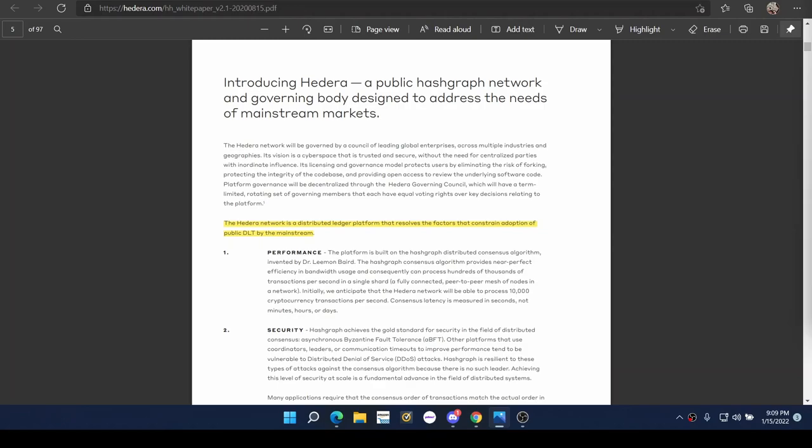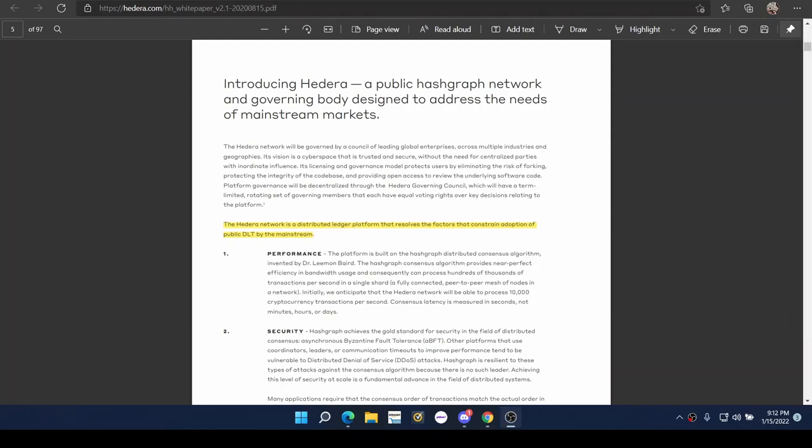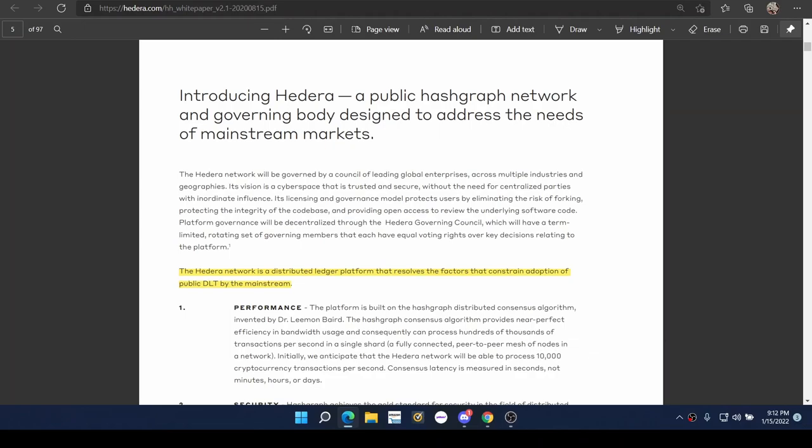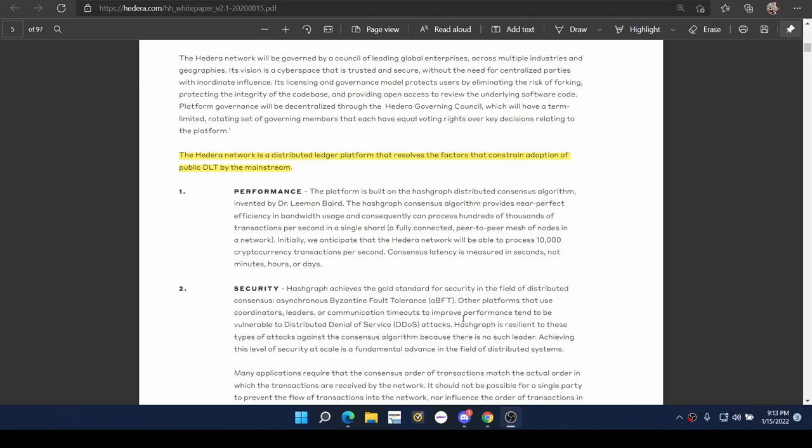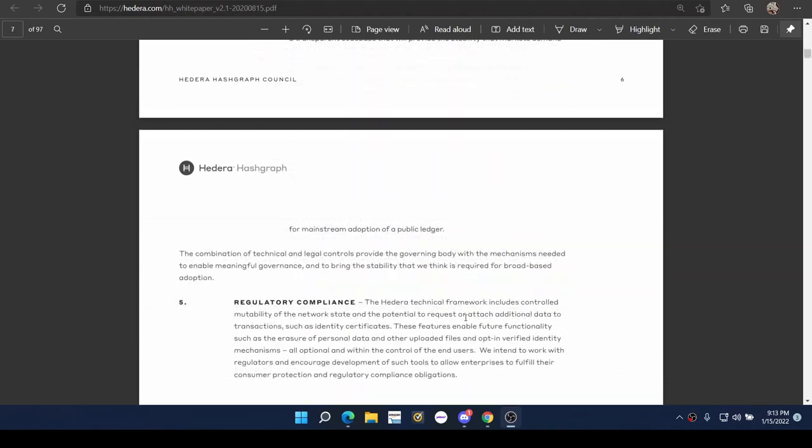The Hedera Hashgraph platform, everyone says, is faster and more secure than a regular blockchain because their technology is different. Their technology uses Hashgraph technology. All right, now I wanted to bring your attention to a few passages so we can see what the foundation of Hedera Hashgraph is. As you can see in the highlighted beginning, it reads: the Hedera network is a distributed ledger platform that resolves the factors that constrain the adoption of public distributed ledger technology by the mainstream. And those five pillars are performance, security, governance, stability, and regulatory compliance.